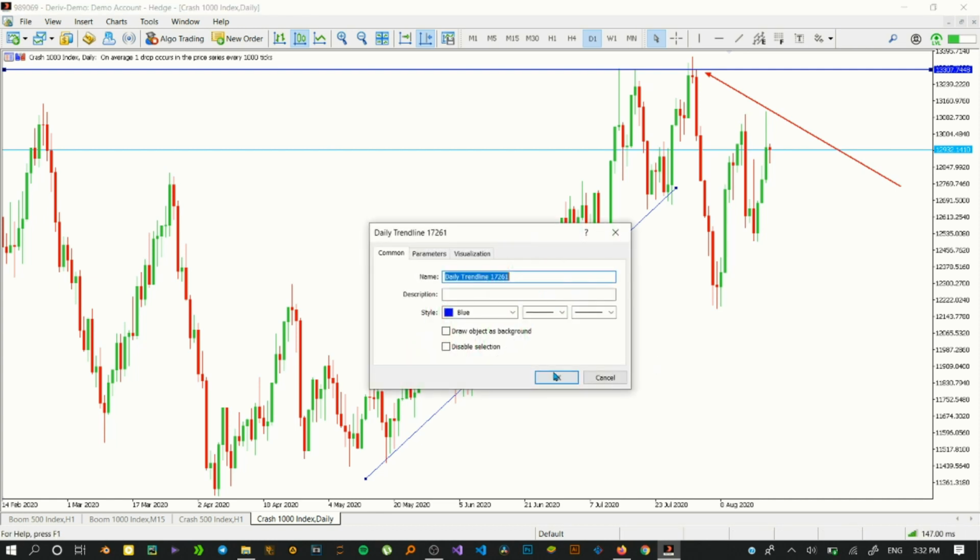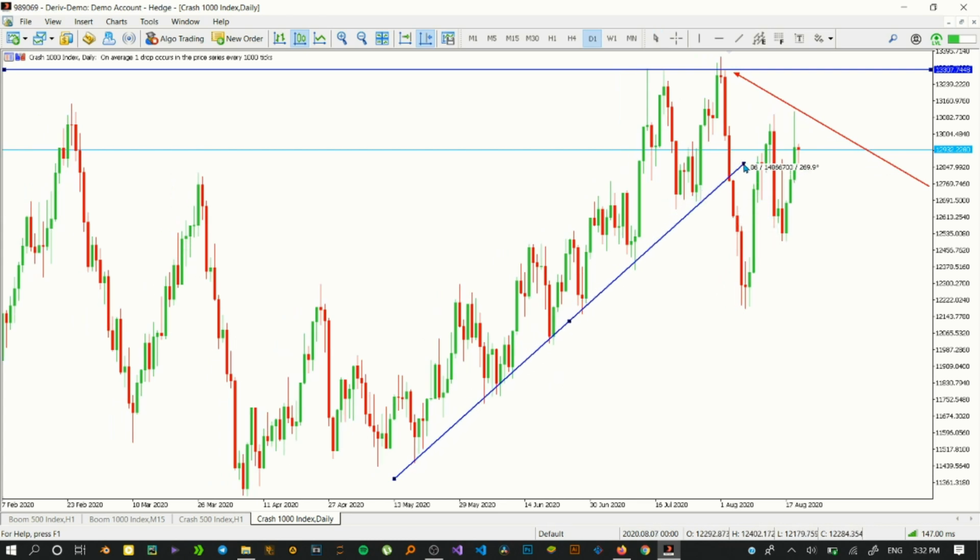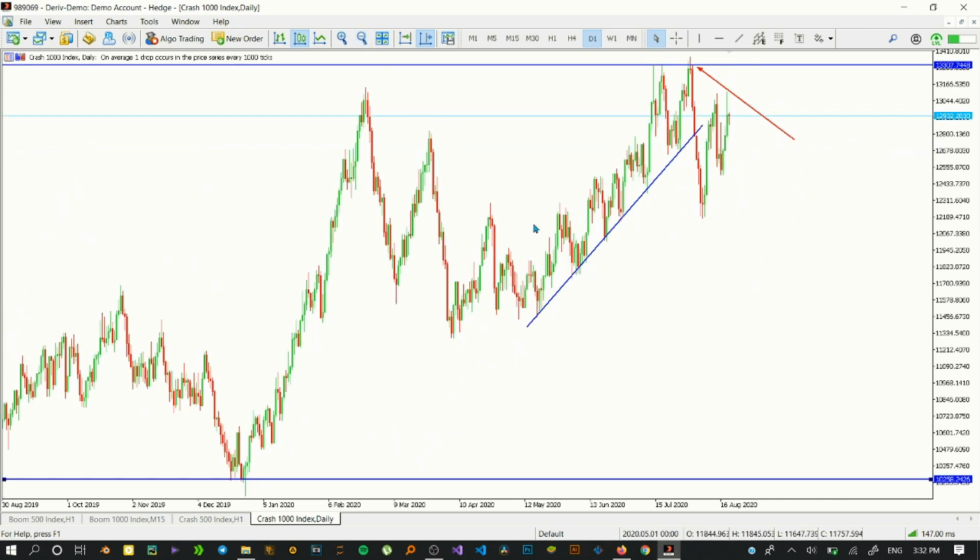Let me increase the size of this line so that you can see. You see, on a daily time frame, I have identified my resistance and support. Then I have identified a trend line like this. I've told you guys my target is around here. I'm waiting for the market to reach this area. So I drew a trend line like this. I have a resistance from these two points.